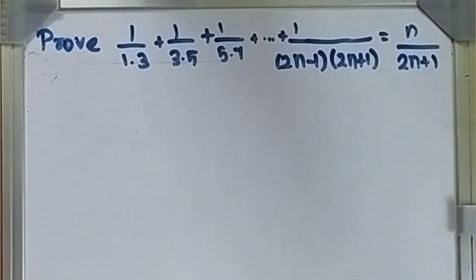So what is the second sum? The second sum is also they ask us to prove using mathematical induction. So what they ask us to prove? They ask us to prove 1 divided by 1 multiplied by 3 plus 1 divided by 3 multiplied by 5 plus 1 divided by 5 multiplied by 7, and it goes on up to 1 divided by 2n minus 1 multiplied by 2n plus 1, which is equals n divided by 2n plus 1. This is what they ask us to solve.